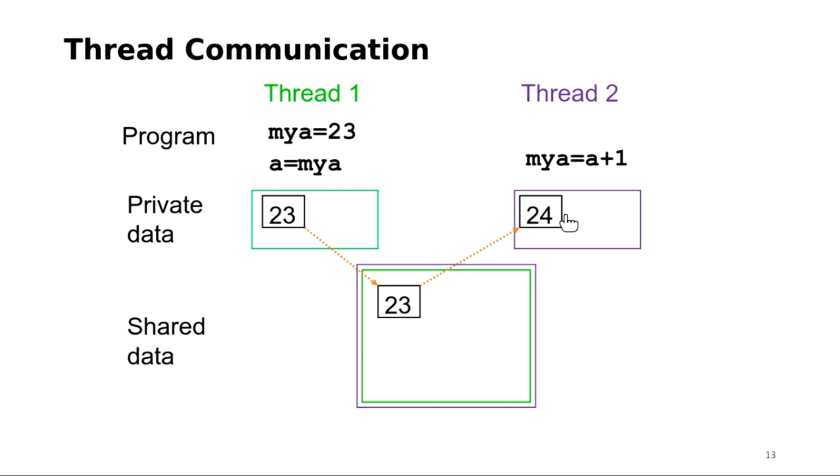So we can see the distinction here between the shared and private variables. For myA, each thread has its own copy of myA, and they are separate from each other and can have different values. But both threads, when they reference A, which is in the shared data, see the same copy, and that has a single well-defined value at any given time.